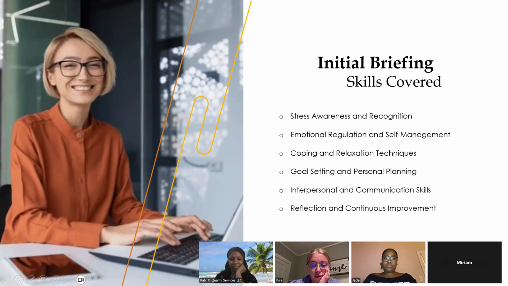We're also going to cover coping and relaxation techniques. We're going to cover goal setting and personal planning, interpersonal and communication skills. We all know that the message tends to get distorted, so we need communication skills for this. Reflection and continuous improvement, because that's what makes us a good team. Continuous improvement. So, next slide, please.